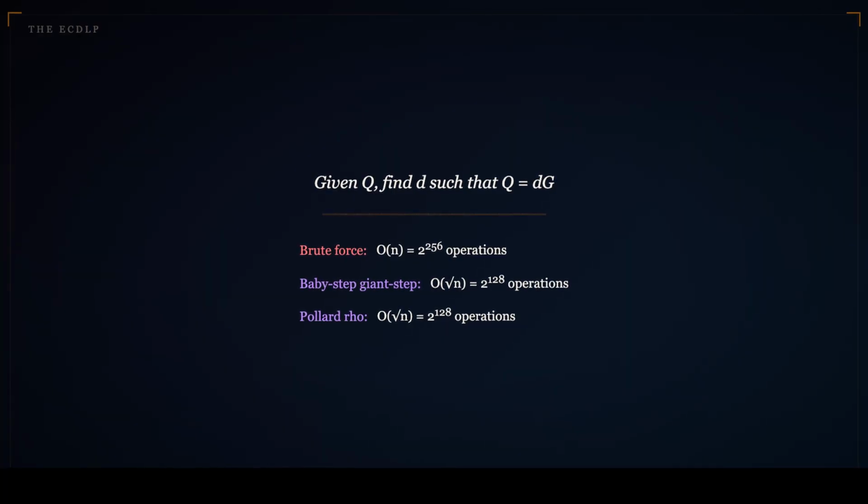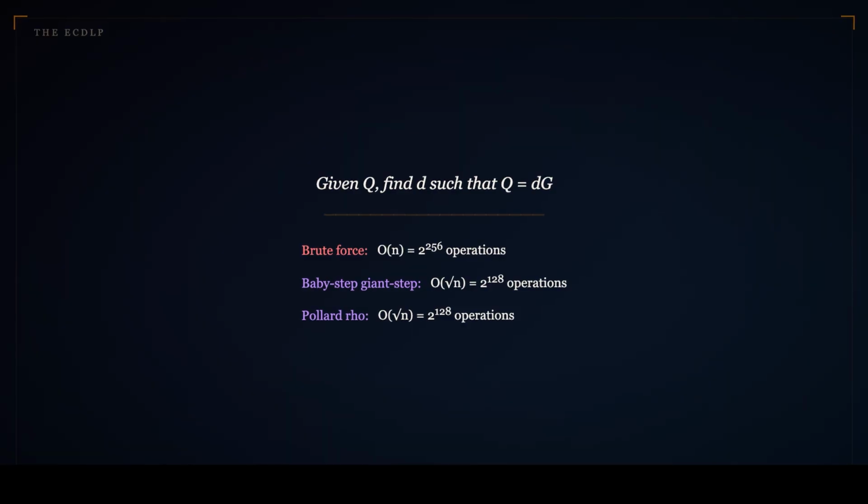In Chapter 5, we studied 3 attacks on the discrete logarithm problem. Brute force requires n operations, roughly 2 to the 256th. Baby step giant step reduces this to the square root of n, roughly 2 to the 128th. The Pollard rho algorithm also achieves 2 to the 128th.